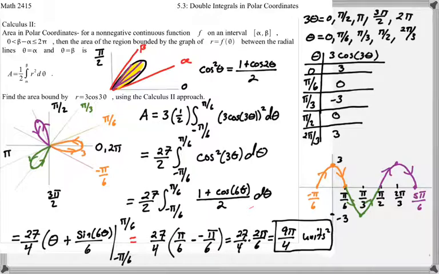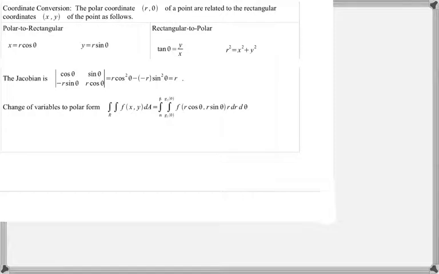All right, so the next slide we're going to look at is the coordinate conversion. The polar coordinates r comma theta of a point are related to the rectangular coordinates x comma y as follows. So your polar to rectangular, x is equal to r cosine theta, y is equal to r sine theta. Rectangular to polar is tangent of theta is equal to y over x, and r squared is equal to x squared plus y squared.